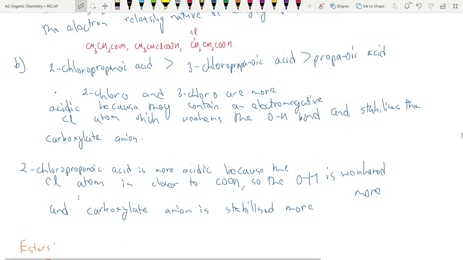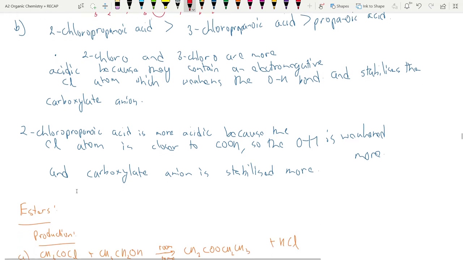In general, the ones with the chlorine atoms are more acidic. Why? 2-chloro and 3-chloropropanoic acid are more acidic because they contain an electronegative chlorine atom, which weakens the OH bond more and stabilizes the carboxylate anion. But if we compare 2 and 3, just think about it. In 2, the chlorine is at a closer proximity to the H+ that is lost, right? So it has a greater effect, and it can weaken the OH bond more, and the carboxylate anion is stabilized more.